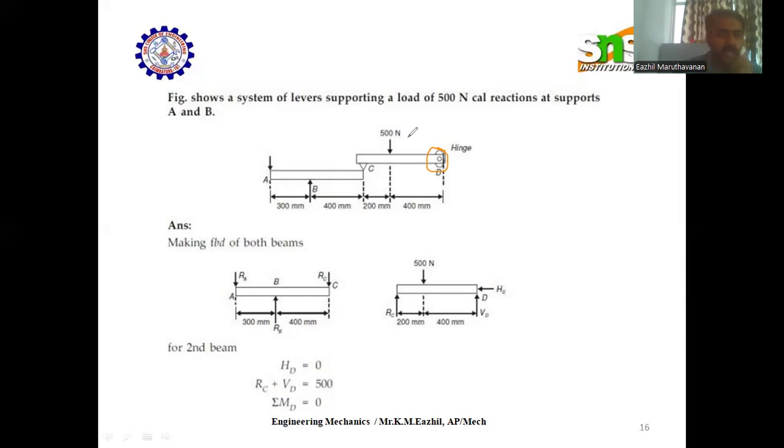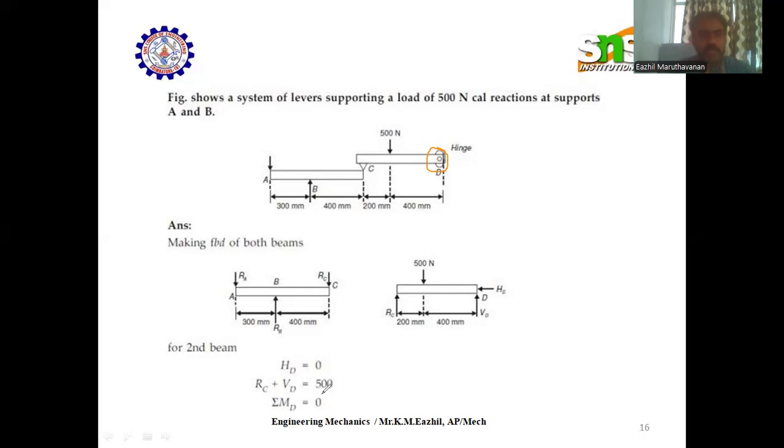Whereas for beam 2, since we assumed the RC direction downward to maintain the system in equilibrium, we have to assume the RC force in the upward direction here. The given weight is 500 newtons acting downward. At point D, since it is a support, there will be two reaction forces, one vertical and one horizontal. We consider this beam to solve the problem, since we have a few known data here.